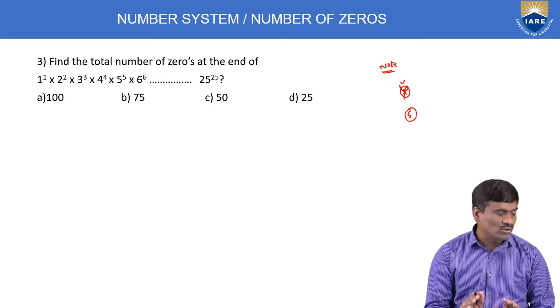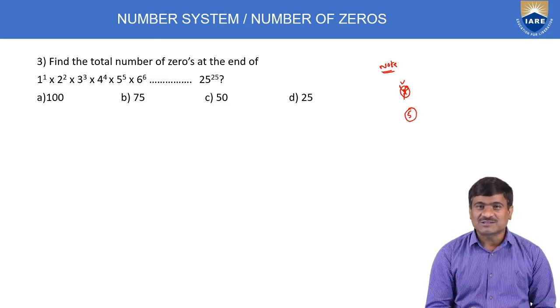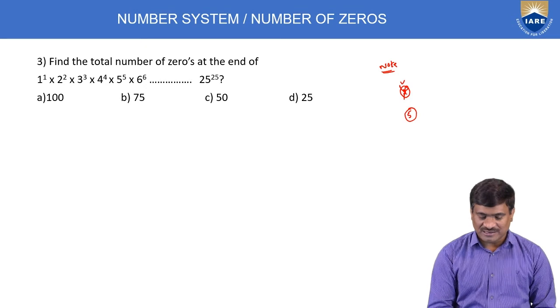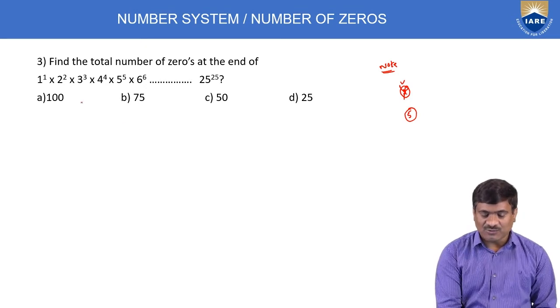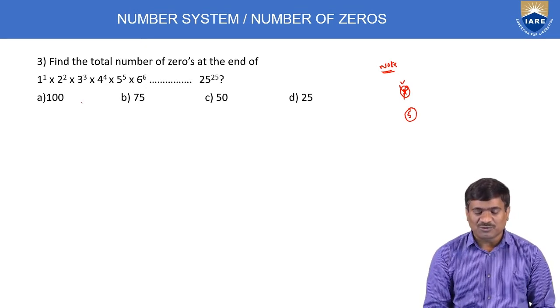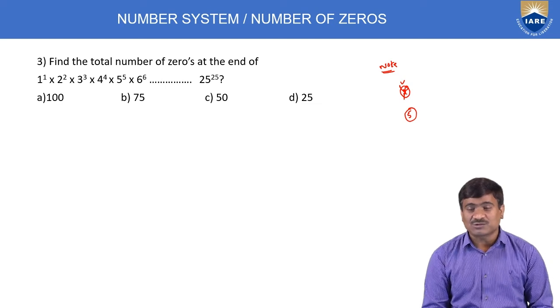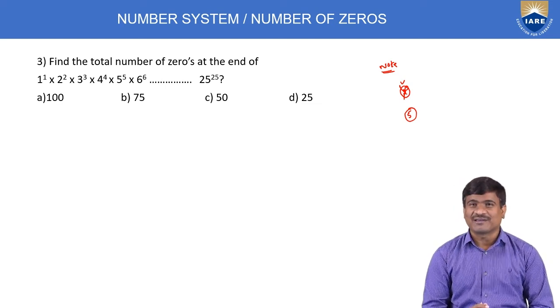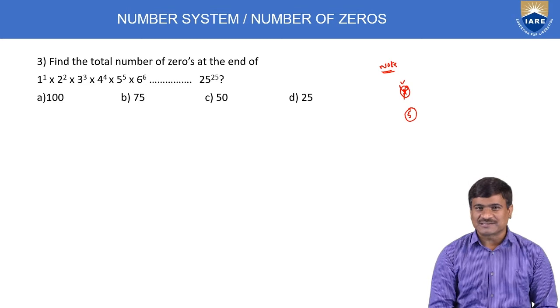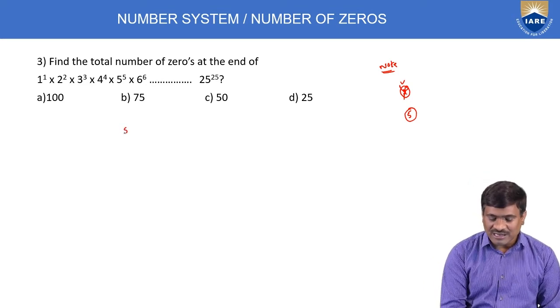Just to calculate only number of 5s. Number of 5s means 1 to the power of 1 into 2 to the power of 2 into 3 to the power of 3 and so on, up to 25 to the power of 25. Here consider only 5 multiples. If 5 multiples, then 5 to the power of 5 gives 5 zeros.